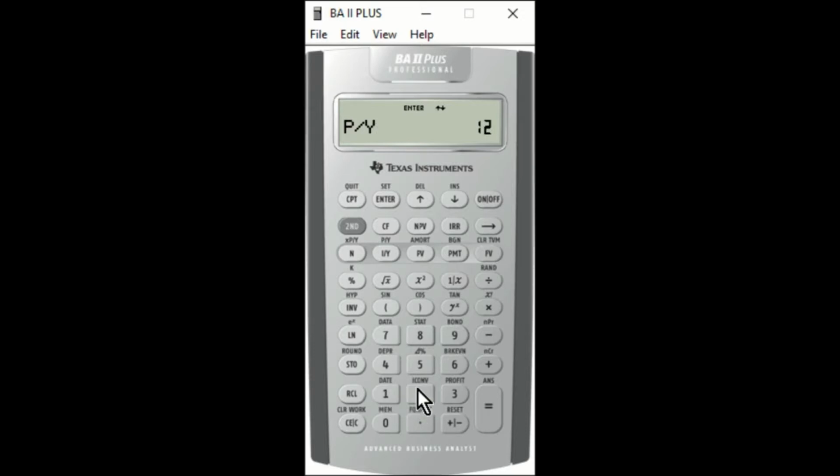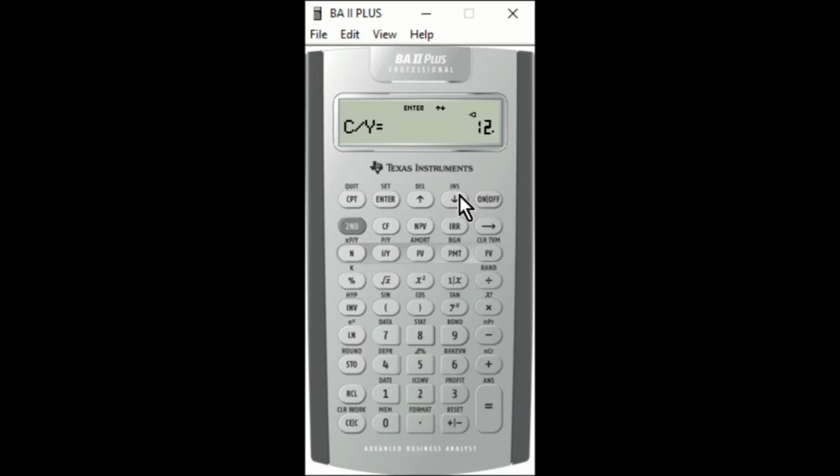So now that we have 12 in there, we need to tell the calculator to accept that, which means we have to press enter. Enter is up here where the cursor is, and when we press enter, you'll see an equal sign pop up there. A lot of times people want to press the equal sign as the enter button. It doesn't work that way. And also, when you see the equal sign, that is what's in the calculator's memory. Therefore, that's what the calculator has for the periods per year, or the compounding periods per year.